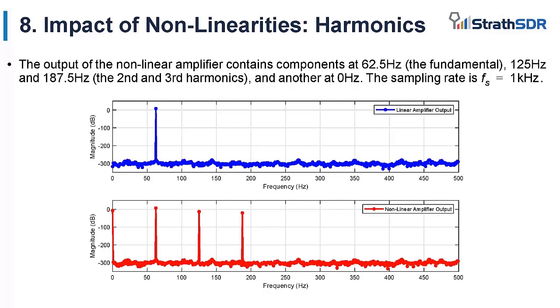However, at the output of a non-linear amplifier, where we've considered second and third order terms, then you can see that in addition to the desired tone at 62.5 Hz, there are also some other components with significant energy. We have a second harmonic at 125 Hz, a third harmonic at 187.5 Hz, and there's also some other energy at DC, or 0 Hz. We can see a substantial difference between the perfect and non-linear amplifiers here.